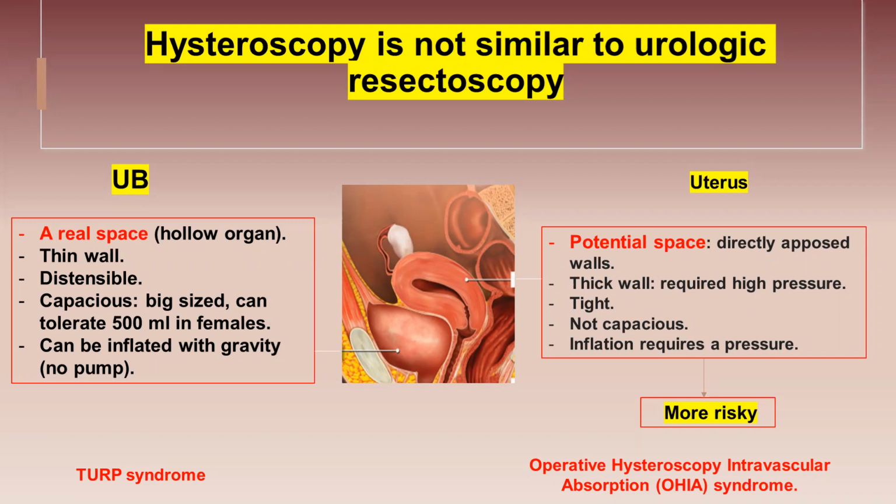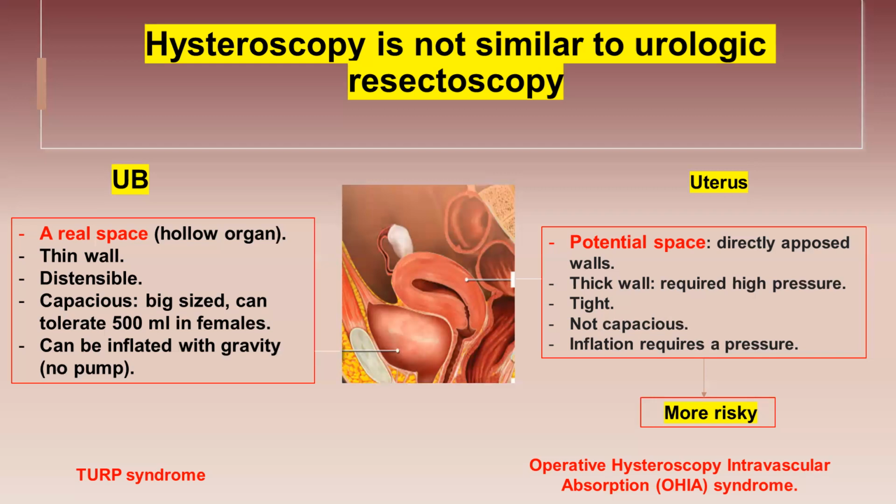On the other hand, the uterus is a potential space. Normally, the uterus has a very small cavity as the walls are directly opposing each other, and it is thick-walled and requires high pressure to inflate it. It is a tight organ, not capacious, and pressure is needed to inflate the uterus or to distend it.